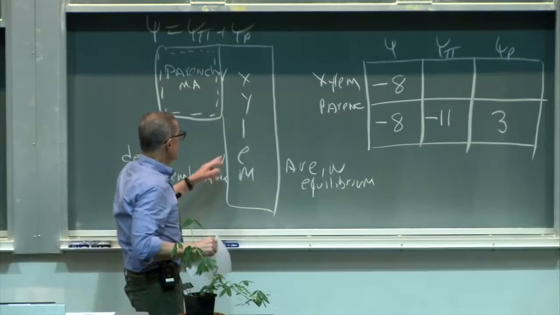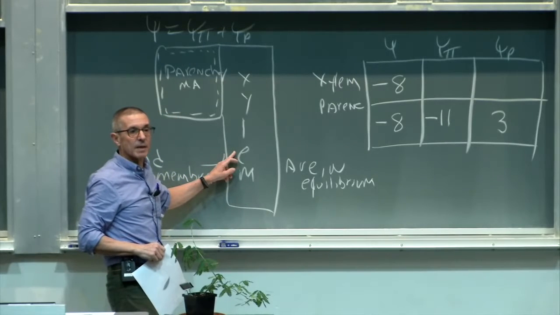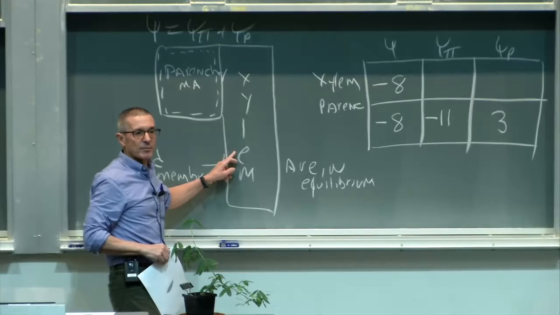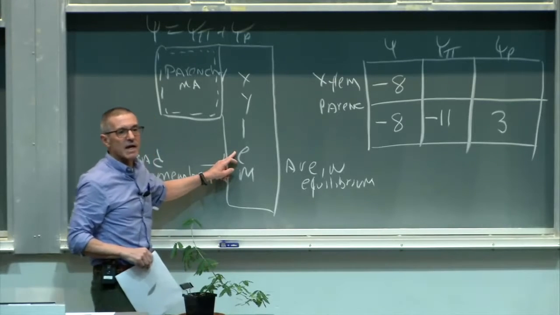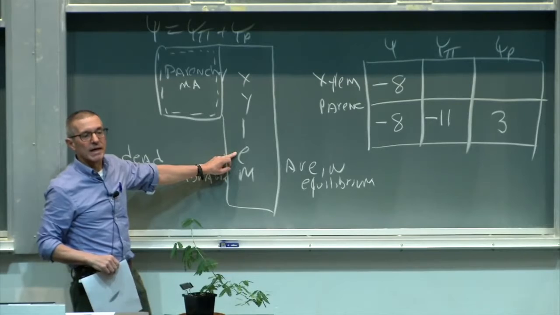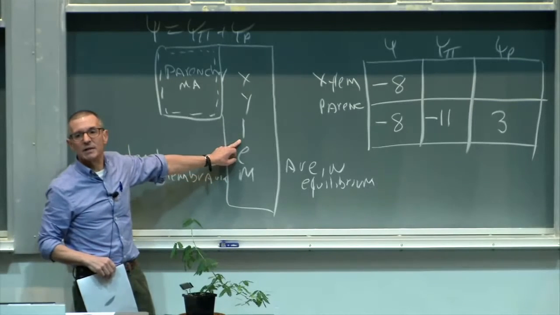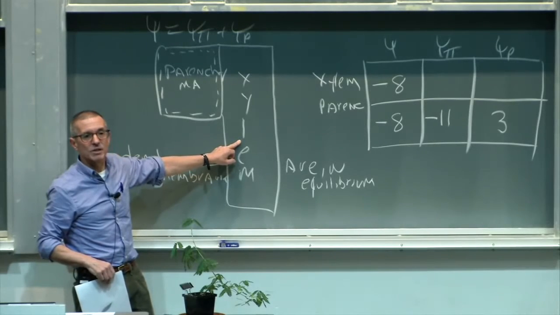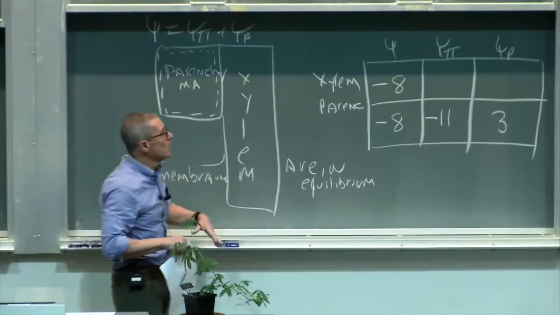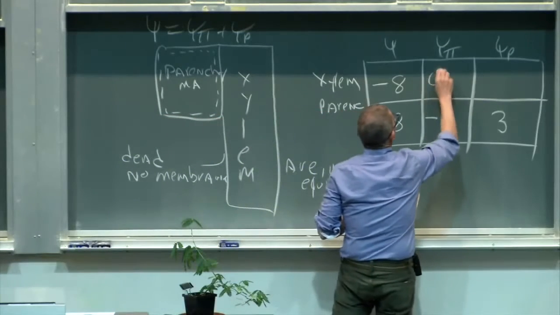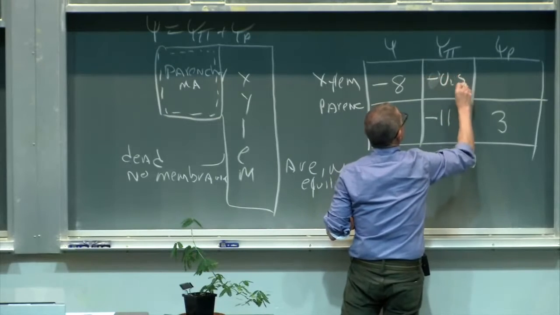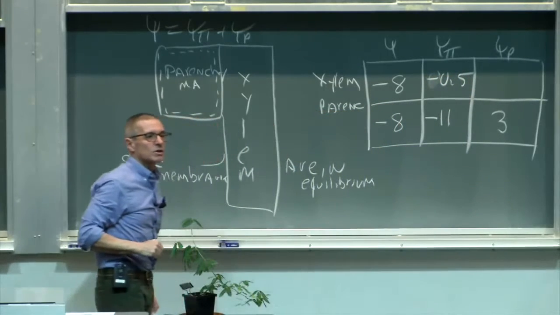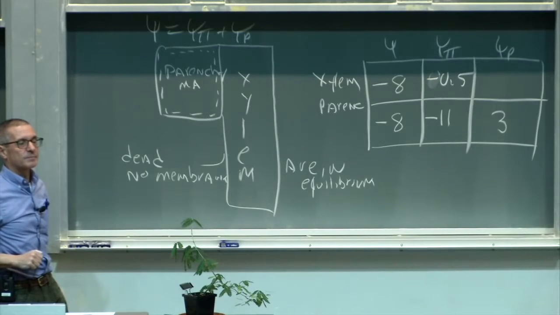Now, let's look at the xylem element. This xylem element has a water potential of -8, but it's dead. It doesn't have any membrane. So this xylem element is not going to be able to concentrate solids. In fact, the concentration of solids in the xylem is going to be essentially what the concentration is of solids in the soil. Very dilute solution. So that water in the soil is just moved into the xylem without concentrating any of the salts that have to be in the soil. So a reasonable value would be -0.5, a very dilute salt solution or solid potential in the xylem.